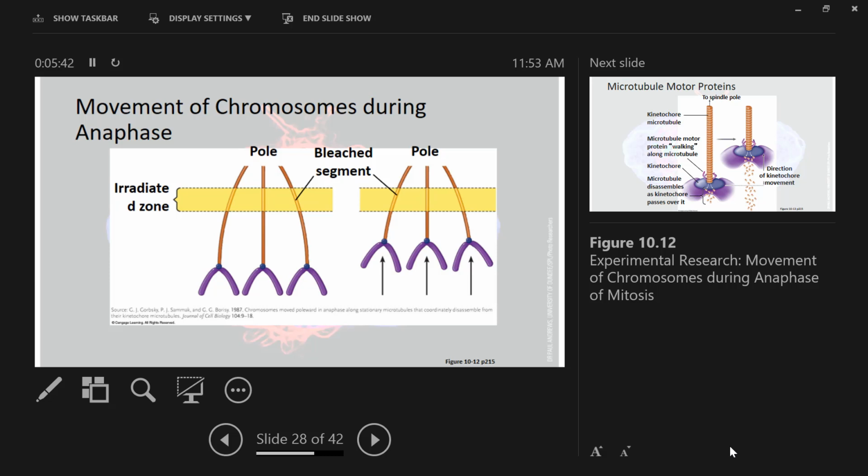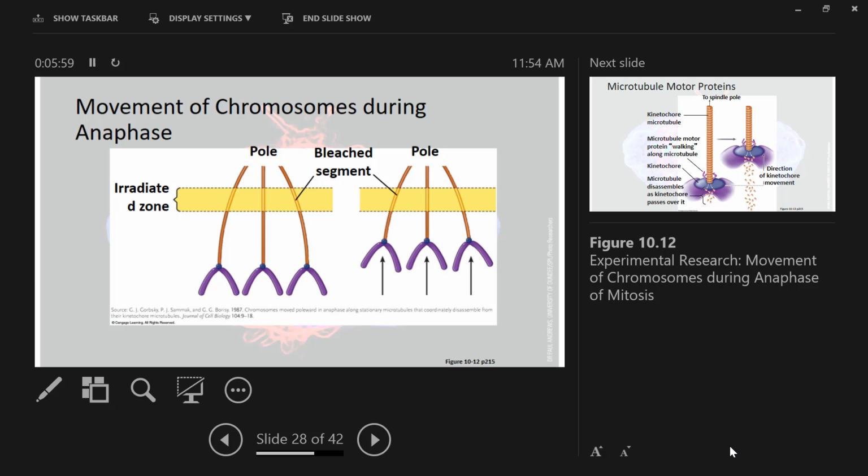Okay? Because this bleached portion does not get any closer to the pole until the whole thing is dissolved during telophase, where you dissolve the entire spindle and you reassemble the normal cellular cytoskeleton. Okay? Does that make sense?